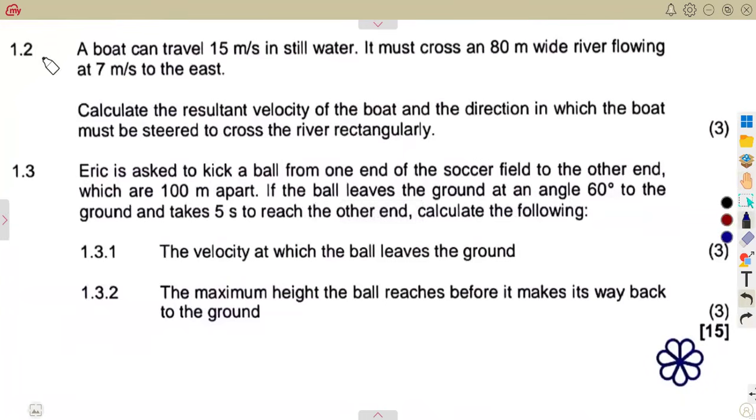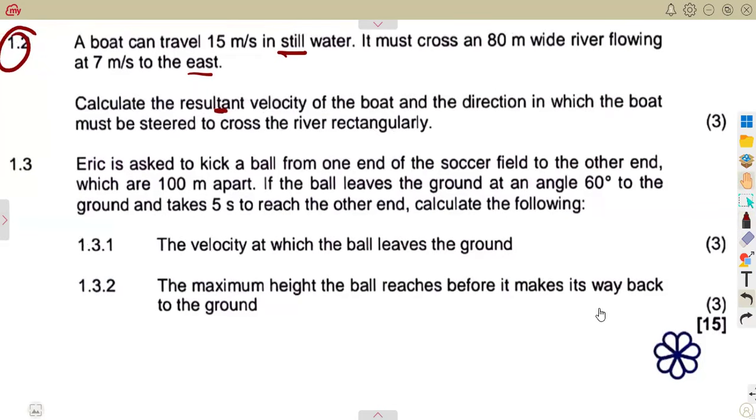All right, let us see 1.2. A boat can travel 15 meters per second in still water. It must cross an 80 meters wide river flowing at 7 meters per second to the east. Calculate the resultant velocity of the boat and the direction in which the boat must be steered across the river rectangularly. So we need the resultant velocity in this case.